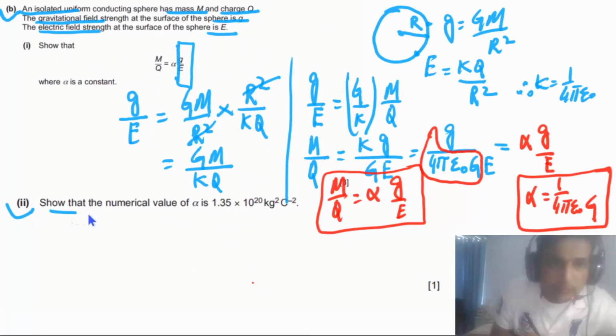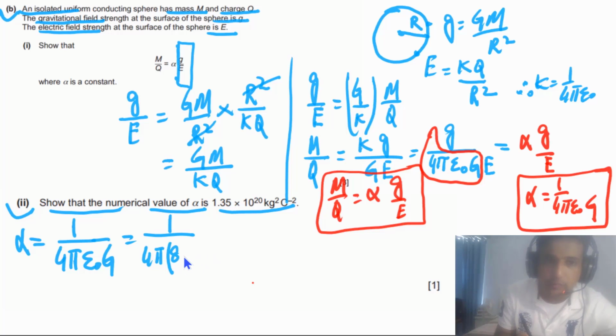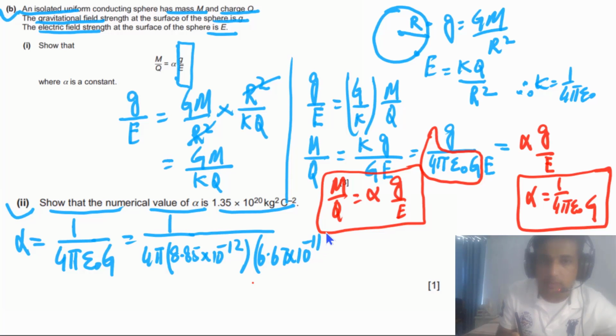For the second part, we need to show that the numerical value of alpha is equal to this. And alpha, we derived the expression for alpha. Alpha is equal to 1 over 4 pi epsilon naught times capital G. Now simply we need to plug in values. So we can write 1 over 4 pi epsilon naught. Epsilon naught is equal to 8.85 times 10 to minus 12. And the value of G is 6.67 times 10 to minus 11.